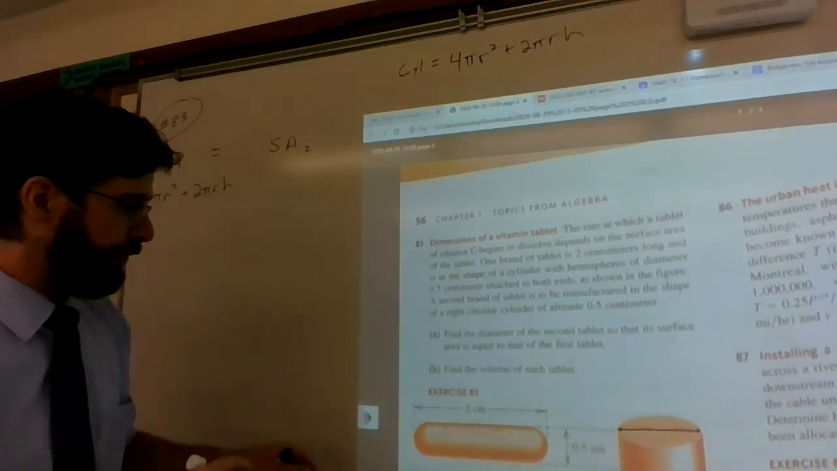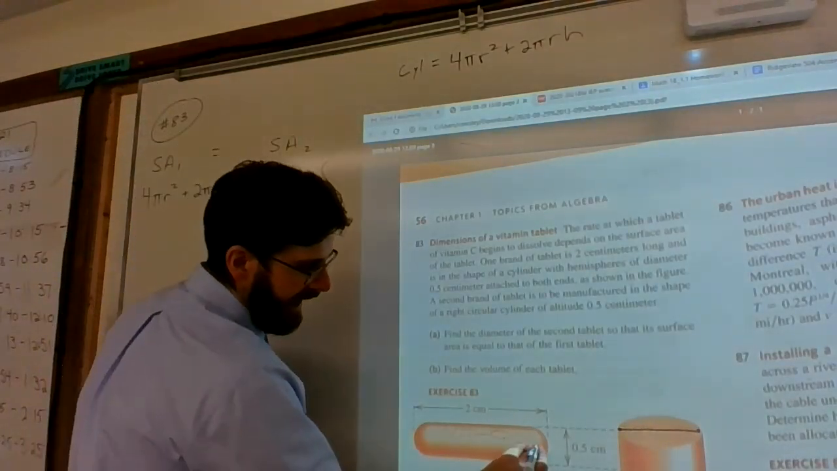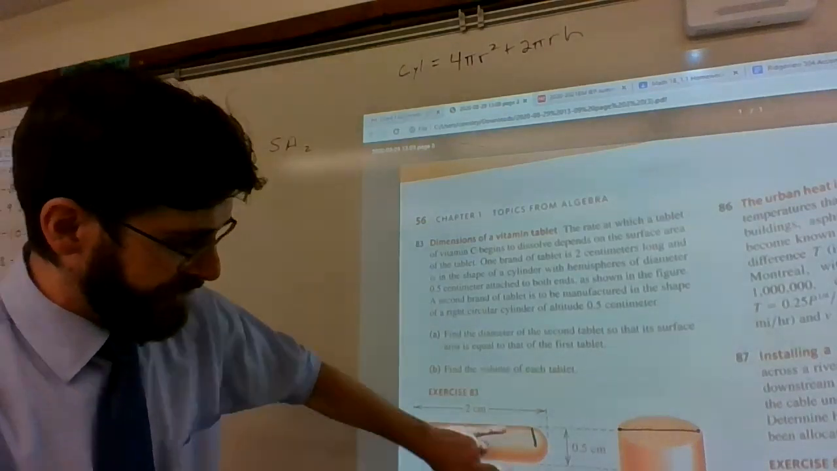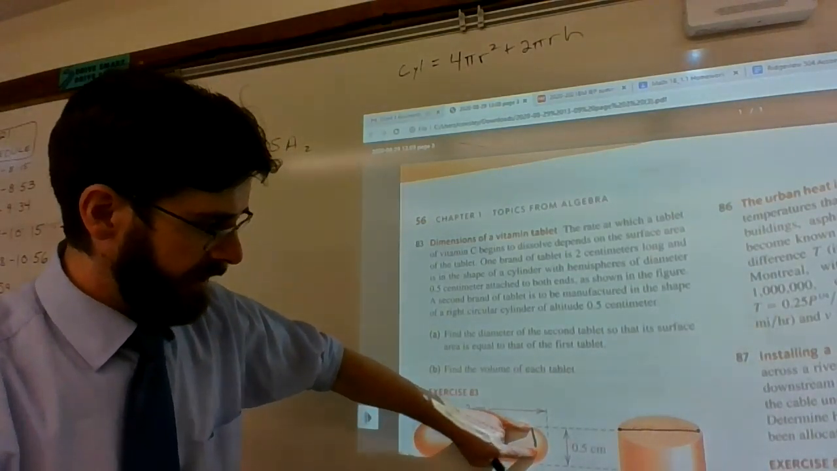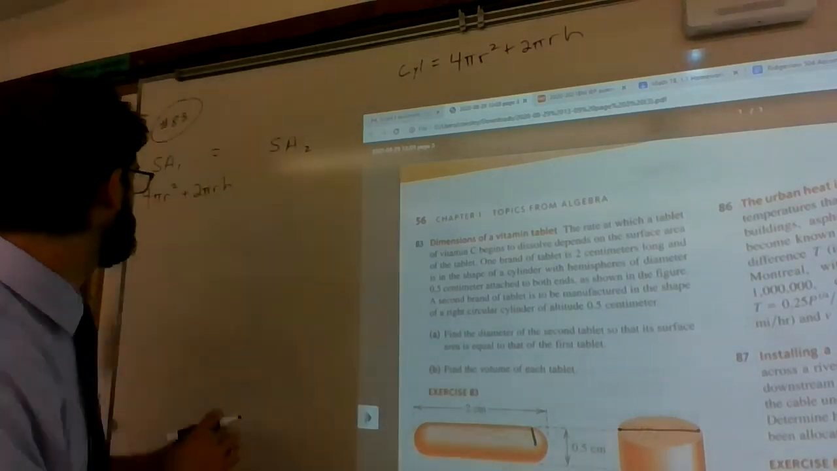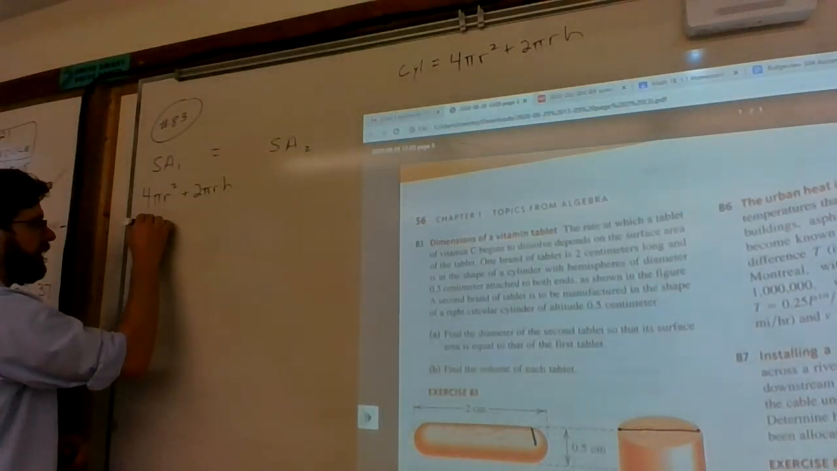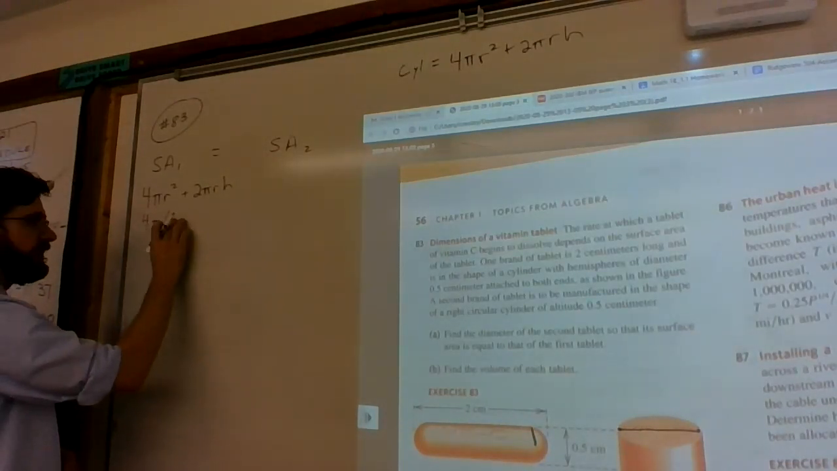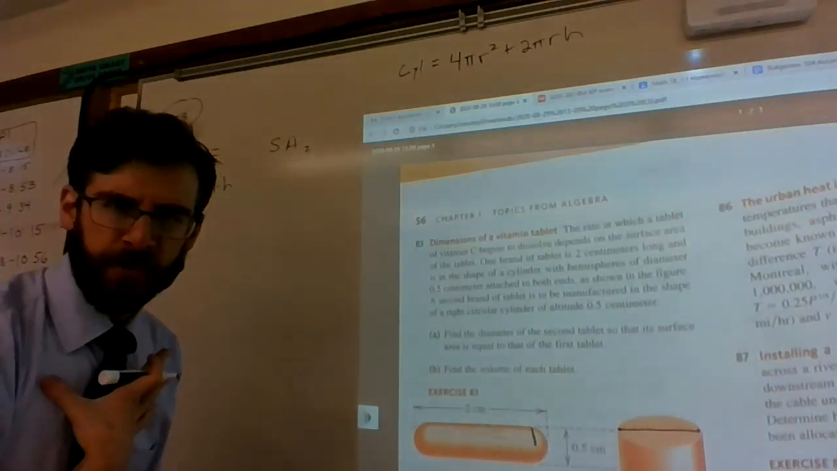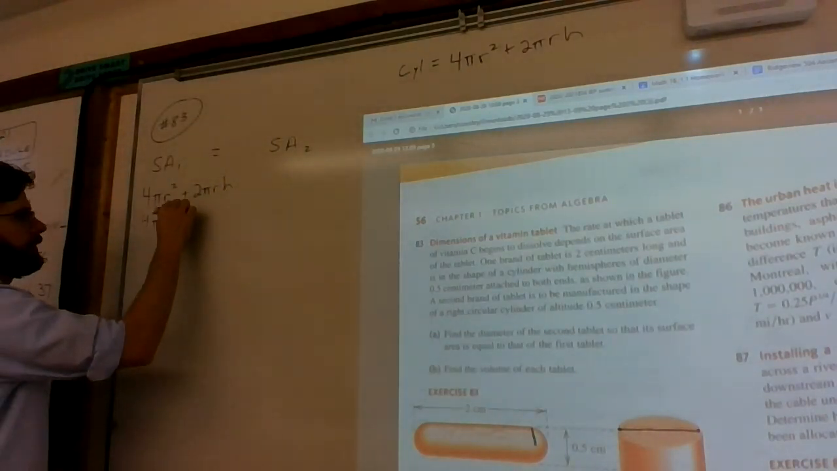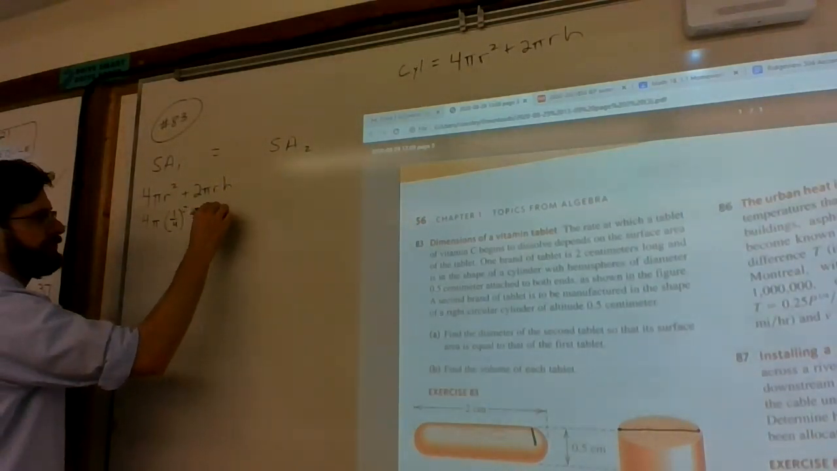We know that the radius of this will be half the diameter. So they told us that the diameter of this pill's hemisphere is 0.5, which means the radius is half of that. It's 0.25. So we have 4 pi r squared. Instead of 0.25, I work better with fractions. I'm going to call it a fourth. It's 2 pi times a fourth.